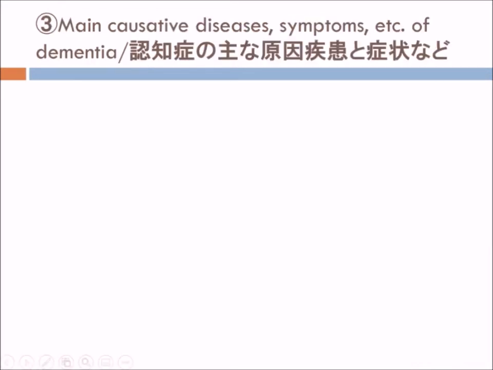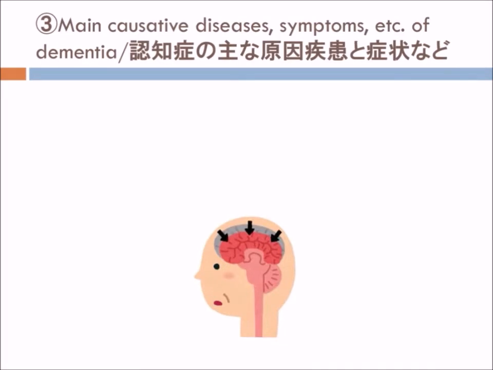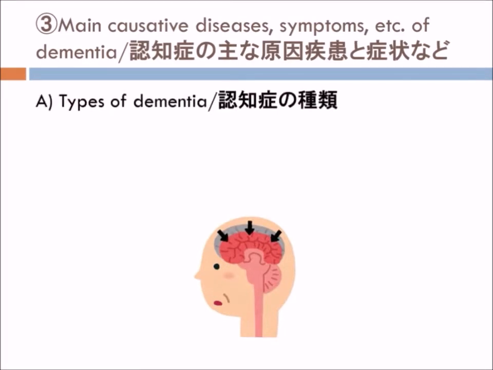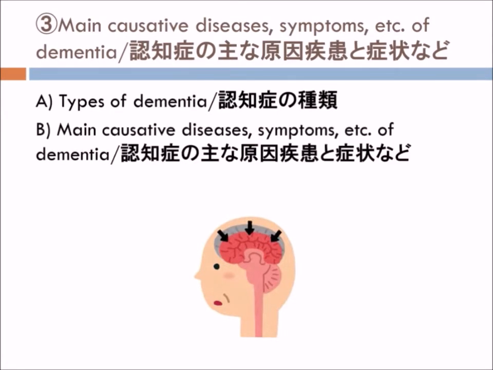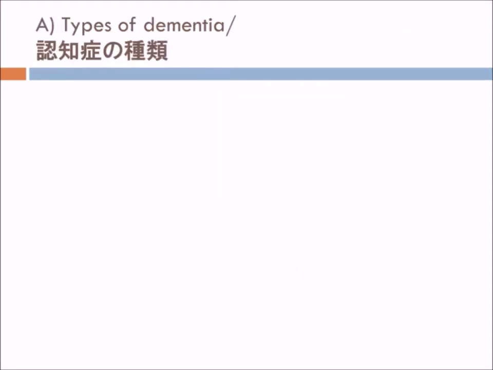3. Main causative diseases, symptoms, etc. of dementia. There are 3 parts. Types of dementia. Main causative diseases, symptoms, etc. of dementia. Parkinson's disease. Types of dementia.